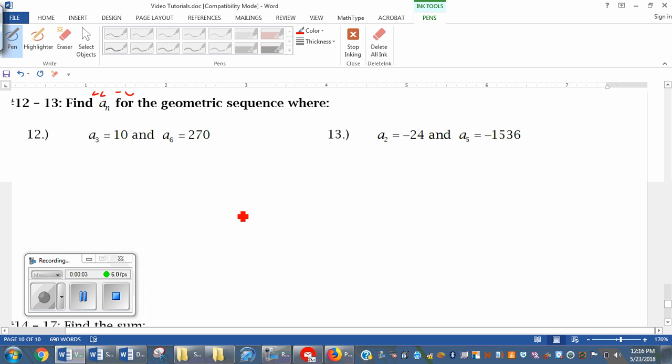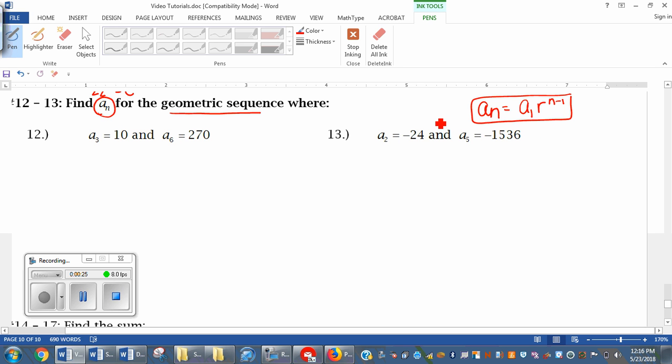All right, 12 and 13 are related to geometric sequence. Again, they want you to write the rule. So our rule for geometric. Now remember, these are all on the formula sheets that we gave you guys for this unit, but they won't be given to you on the final, so make sure that you include those formulas on your note card.